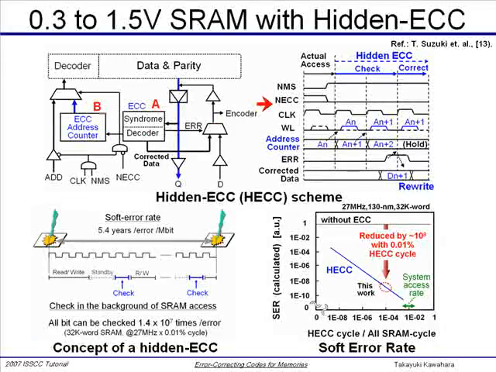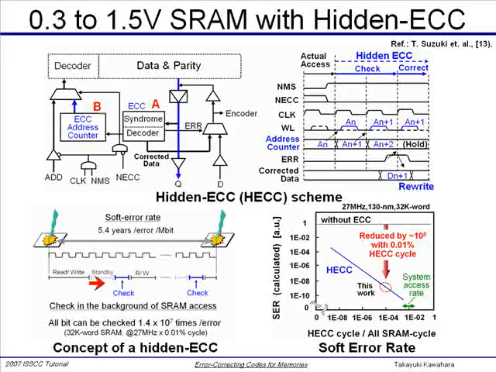But this is possible because, thinking at the system level, only 1% of the processors activate the SRAM. Otherwise, the SRAM is only waiting. So this is where such a hidden ECC has room to develop.